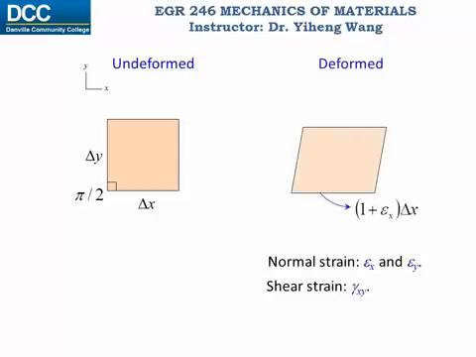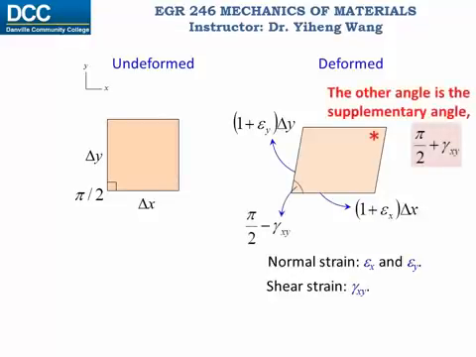it will have new length along the x direction, which equals 1 plus epsilon x multiplied by the original length delta x. Epsilon x is the normal strain along the x direction. New length 1 plus epsilon y multiplied by the original length delta y. Epsilon y is the normal strain associated with the y direction. And then a new angle, half a pi minus gamma xy. Gamma xy is the shear strain associated with the xy plane. And the size change and shape change of this element has been fully characterized by 3 strain elements.